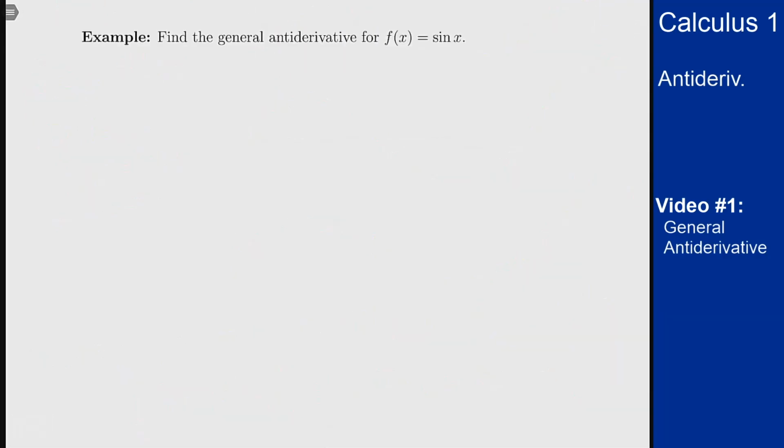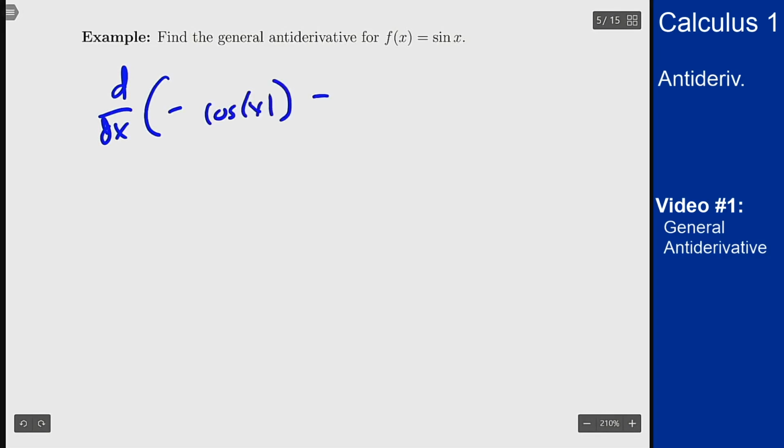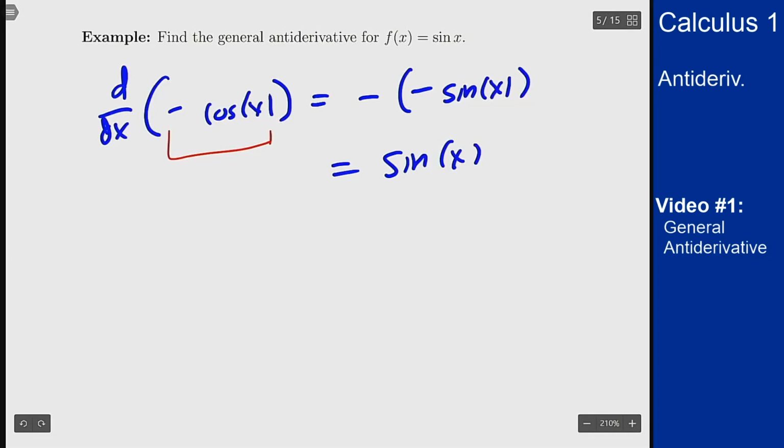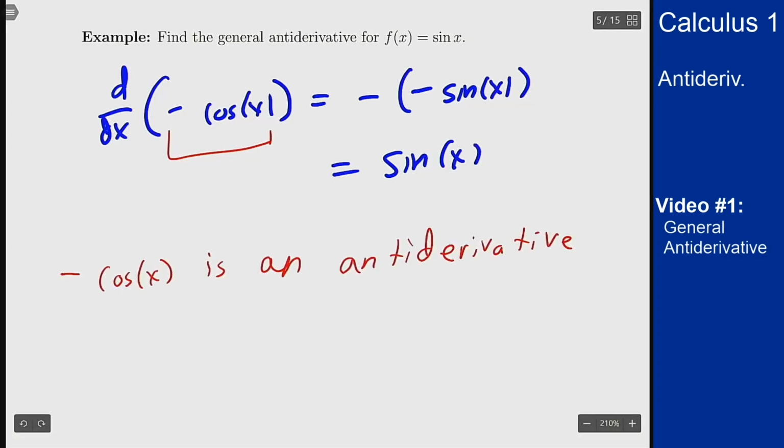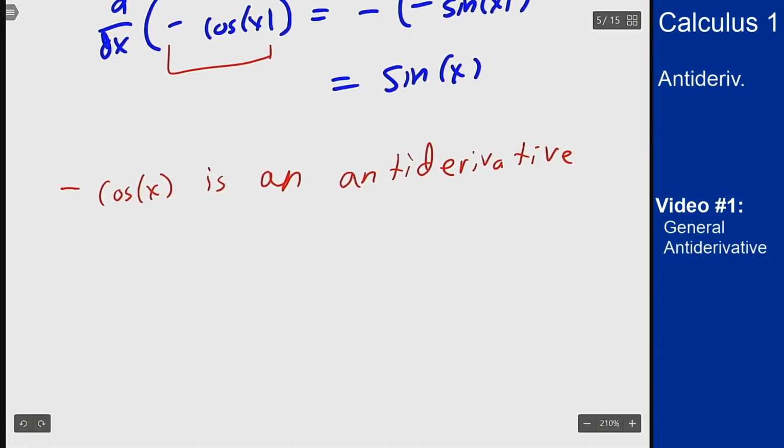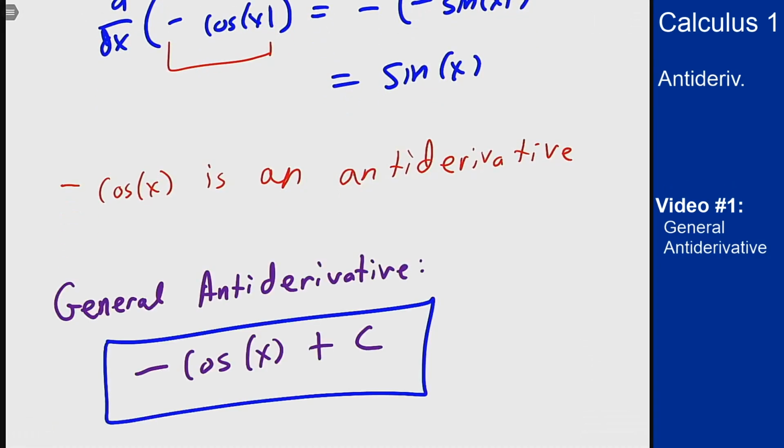So an example, find the general antiderivative for f of x equals sine of x. Well, what do I differentiate to get to sine of x? Well, if I differentiate minus cosine of x, this gives me minus times minus sine of x, which is just sine of x. So minus cosine of x is an antiderivative. And what's the general antiderivative? Well, it's going to be minus cosine of x plus c. That's the idea of a general antiderivative and how you might go about finding it for a given simple function.